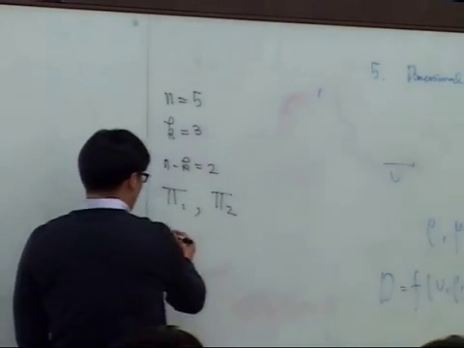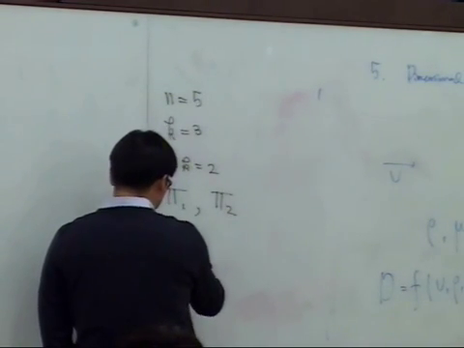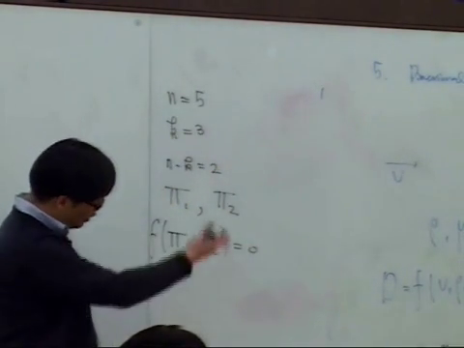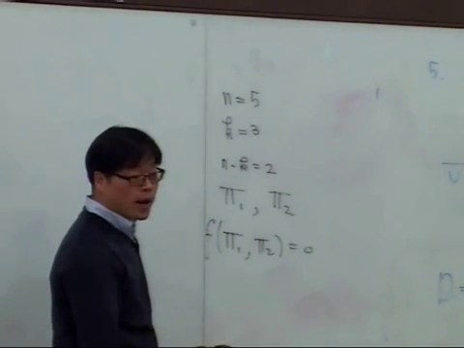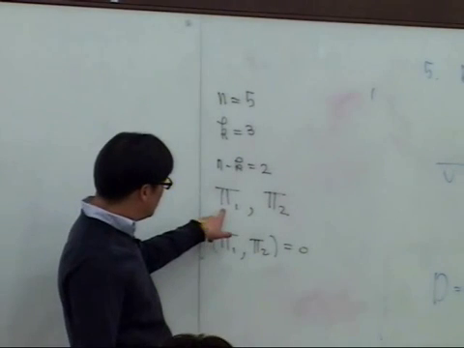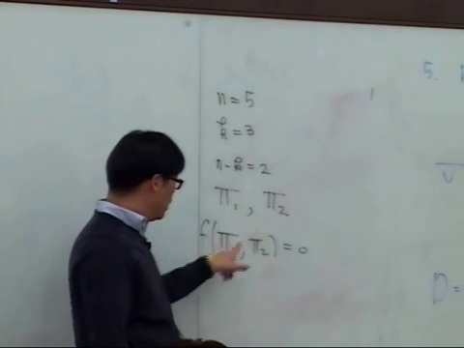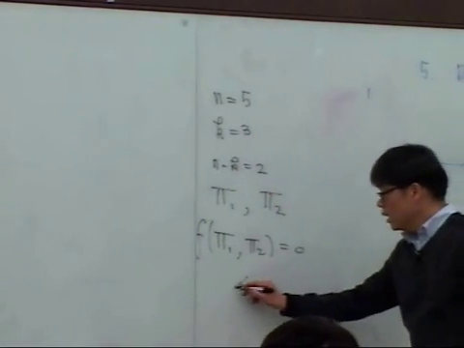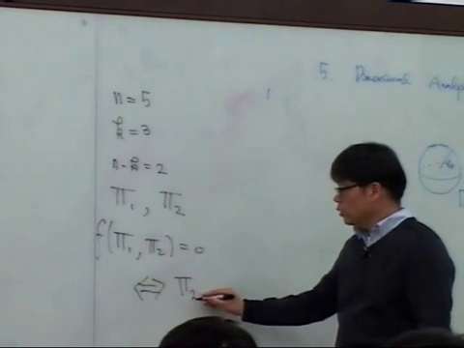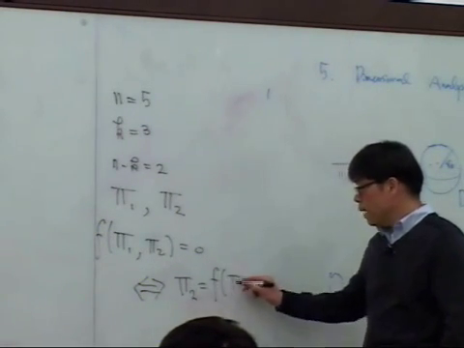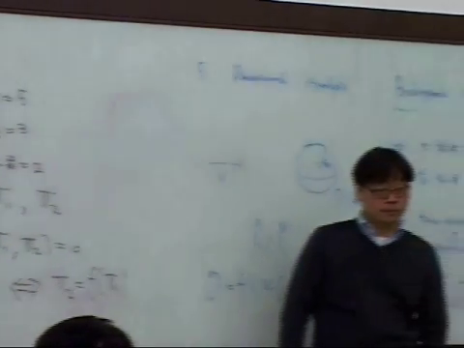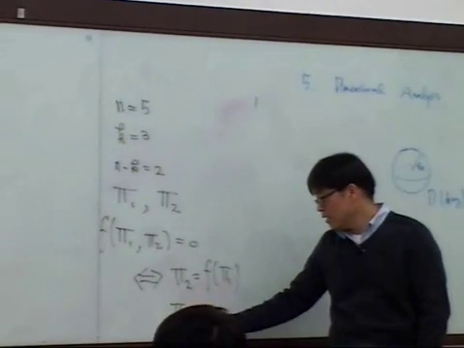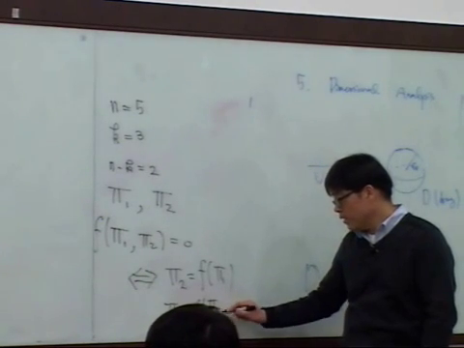And then I said pi 1 and pi 2 have a relationship between them. We'll find out what pi 1 and pi 2 are, and then we can write it this way. Or, equivalently, I can say pi 2 is equal to a function of pi 1. Can I say that? This means I can write it this way, or I can write it this way. It doesn't matter.